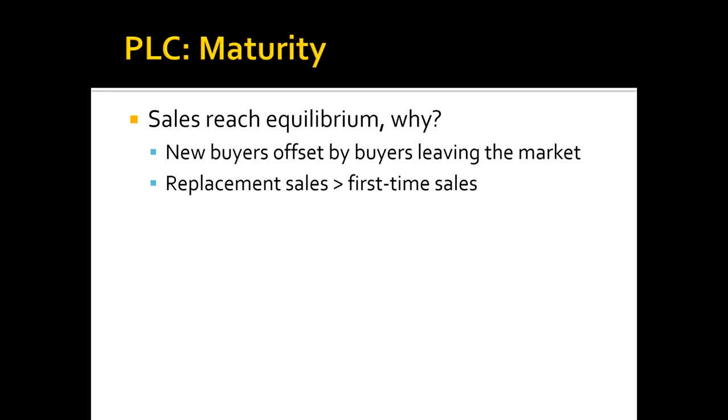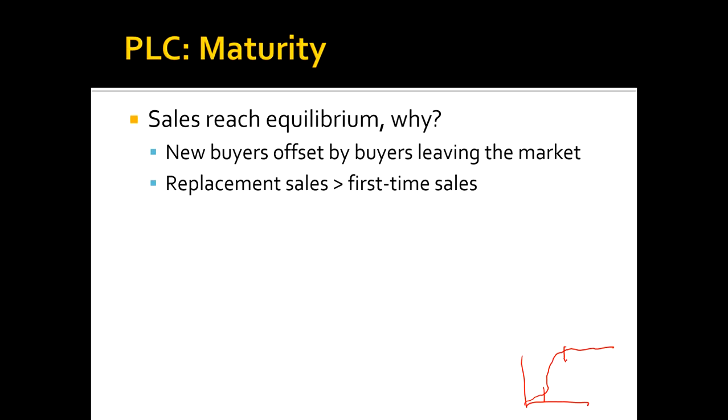So eventually, the market shifts into maturity. It looks something like this: a period of slow growth, rapid growth, and then a leveling out. Why does maturity happen? Sales reach an equilibrium, supply and demand. The number of new buyers coming into the marketplace is offset by the buyers leaving. Replacement sales are greater than first time sales.